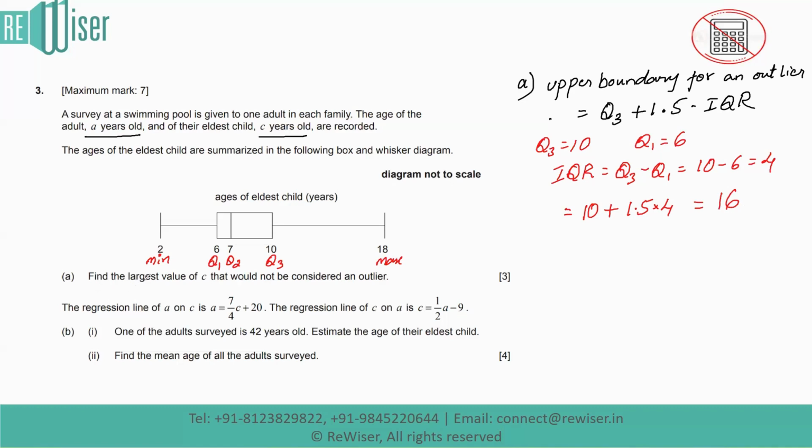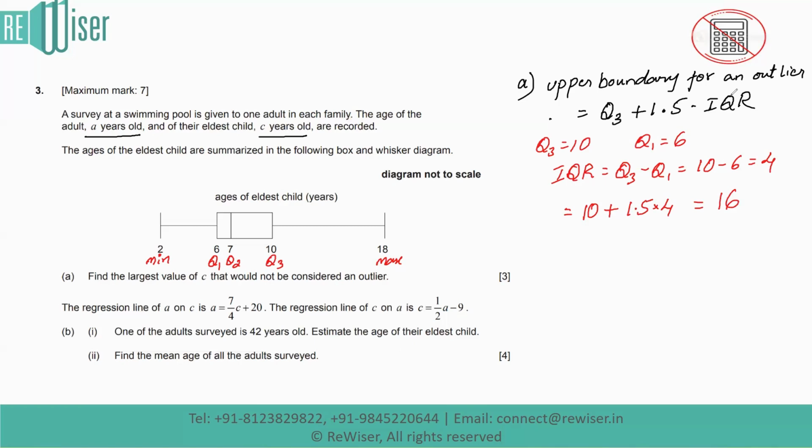So find the largest value of C. That means the largest possible value of C is 16. If you have any eldest child whose age is more than 16, that would be considered an outlier. And this is the right answer for this sum.